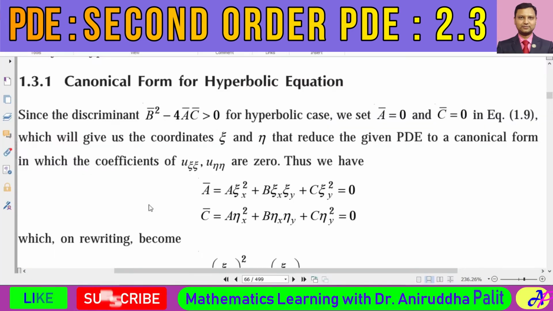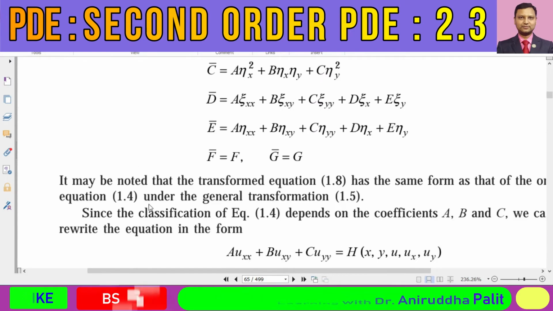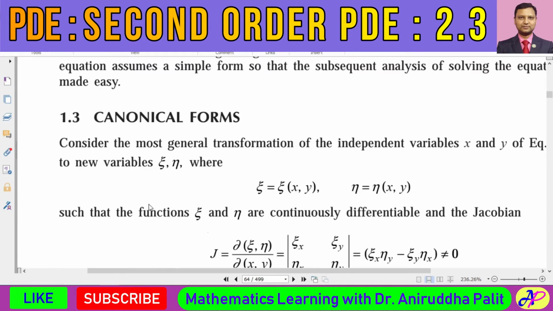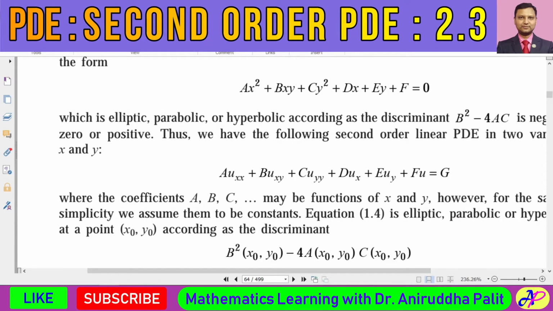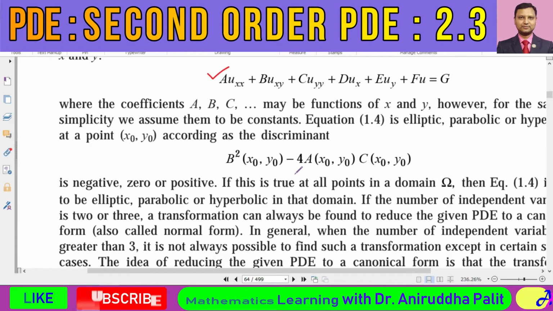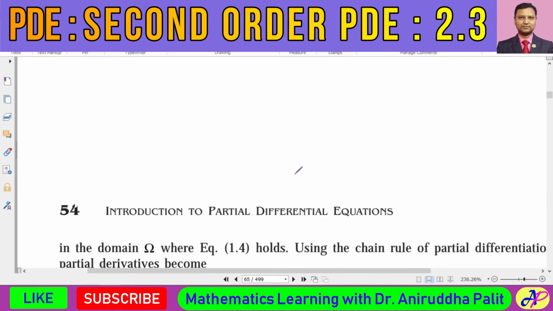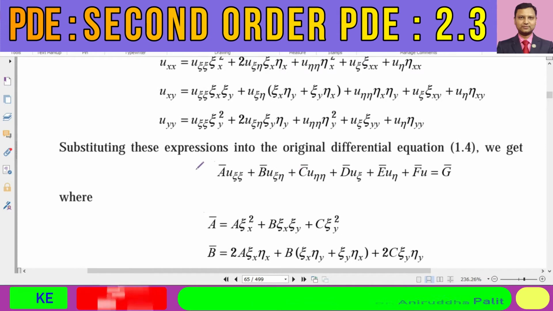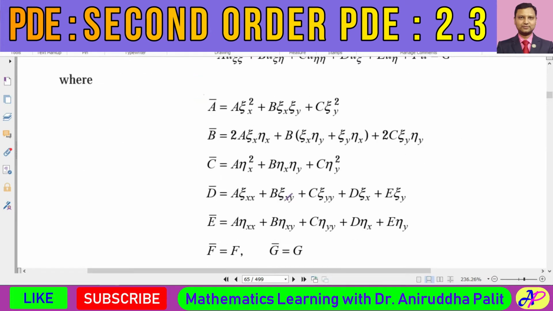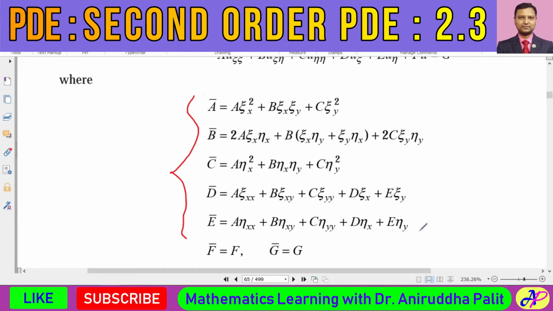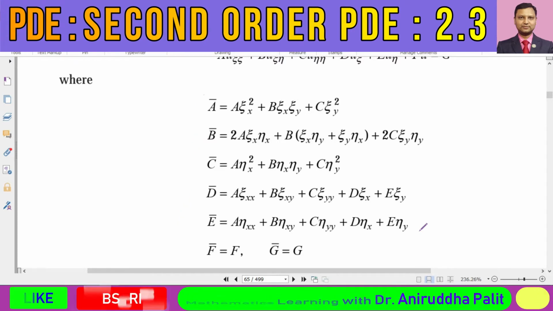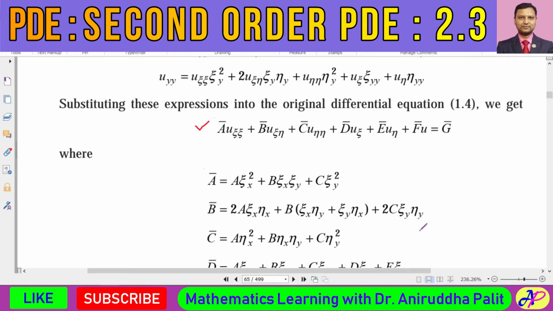And here, this kind of partial differential equation, under the transformation, ultimately converts into a partial differential equation like this, where these are the coefficients: a bar, b bar, c bar, d bar, e bar, f bar, g bar. These are the coefficients in this partial differential equation.